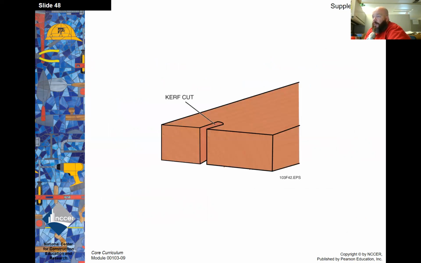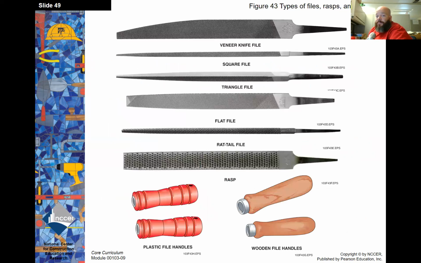Okay, kerf of a cut. This is an important one to talk about, and this carries over when we start welding as well. The kerf is the measurement of the width of the blade, the material that's lost by the blade passing through the material. Okay. And we will touch on this again in our cutting section.